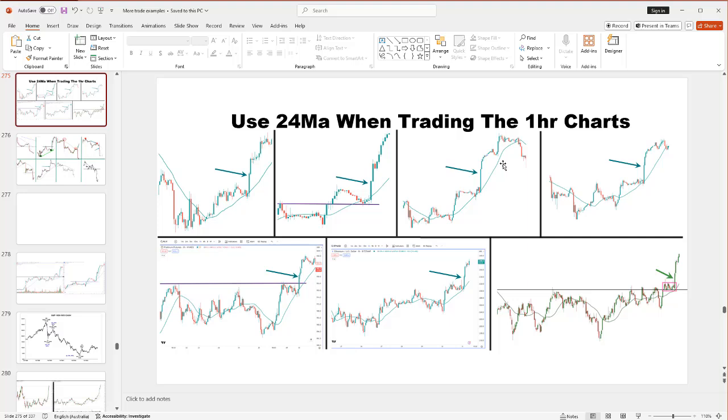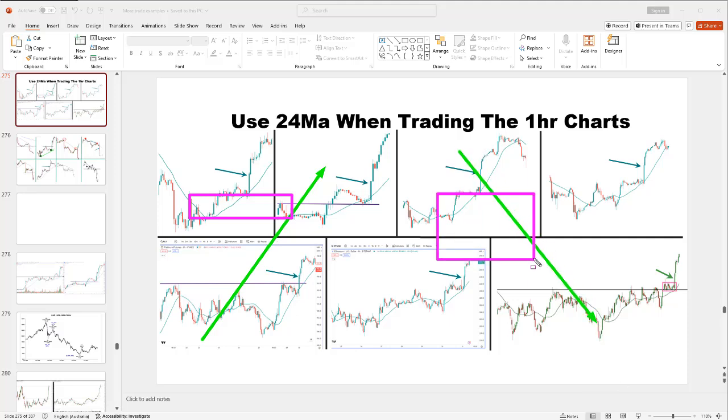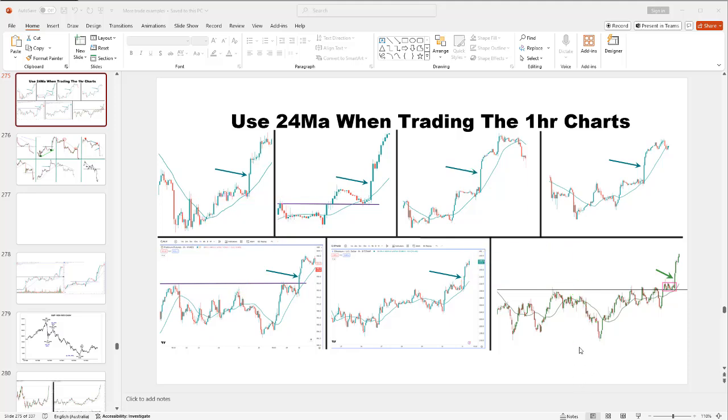What is it? It's the angle, right? What do we need? We need the 24 to be like this, strong up. And then we have the sideways period. We need the 24 to be coming down like this. And then we have a sideways period, right? So that's the most important part.